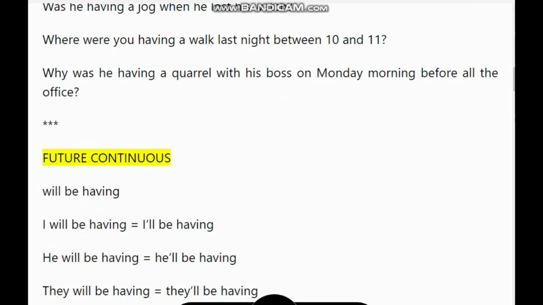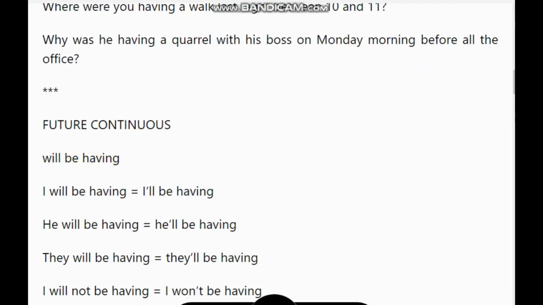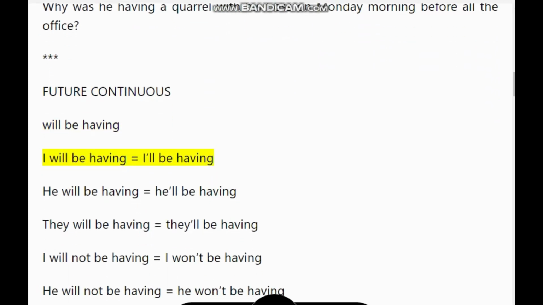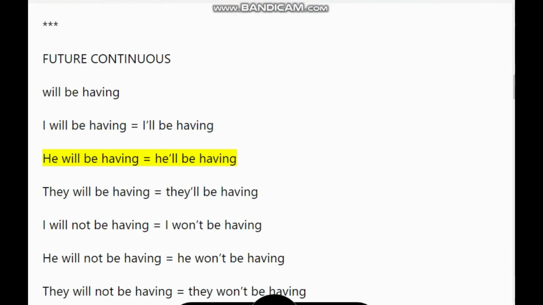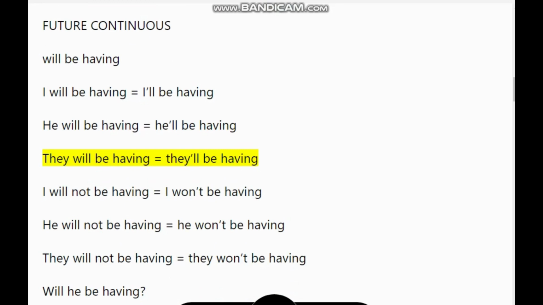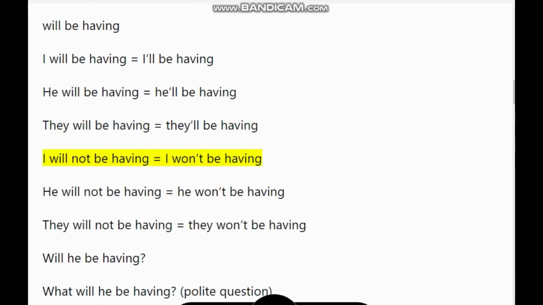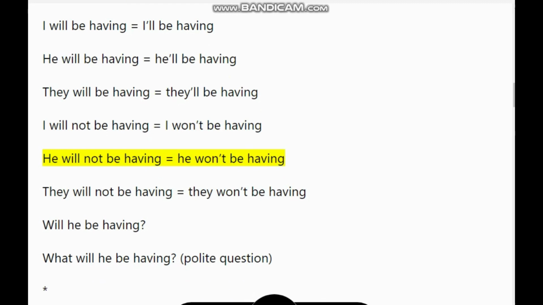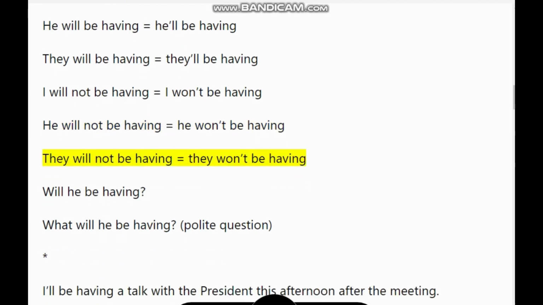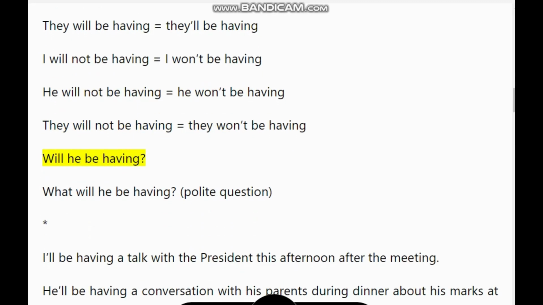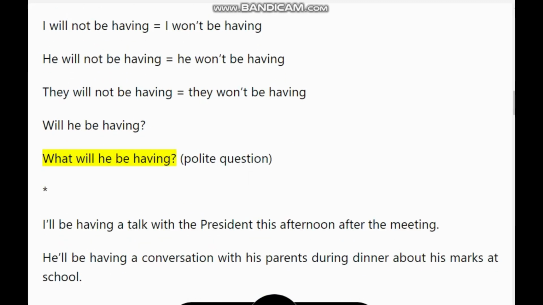Future continuous. Will be having. I will be having equals I'll be having. He will be having equals he'll be having. They will be having equals they'll be having. I will not be having equals I won't be having. He will not be having equals he won't be having. They will not be having equals they won't be having. Will he be having? What will he be having?